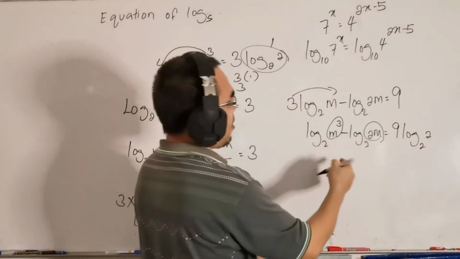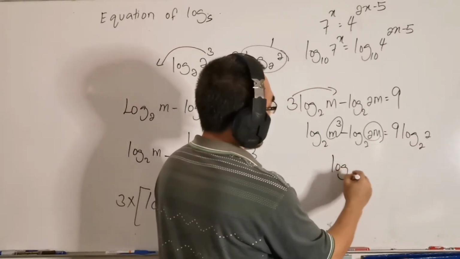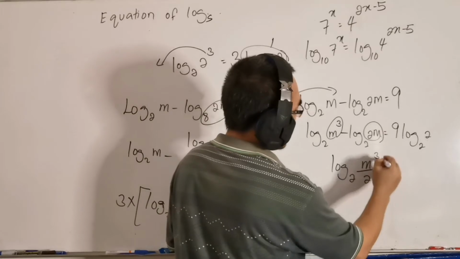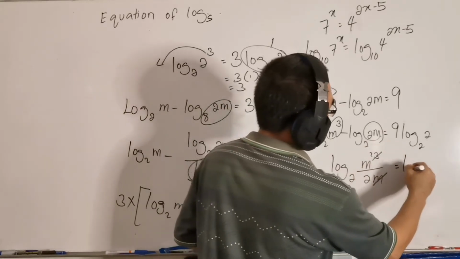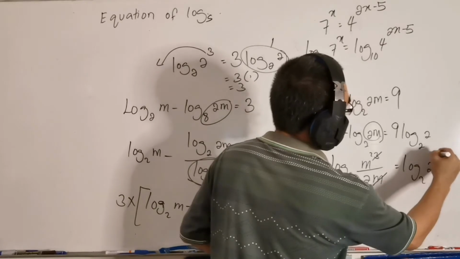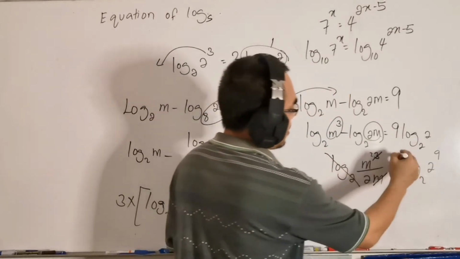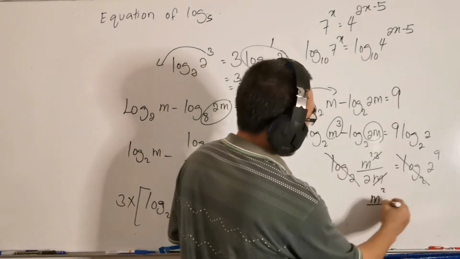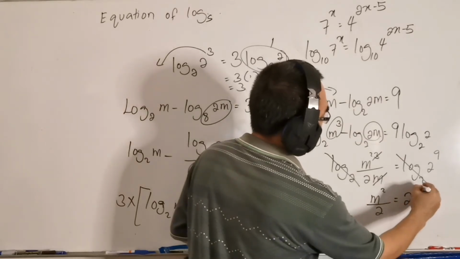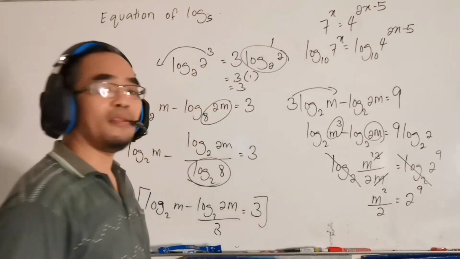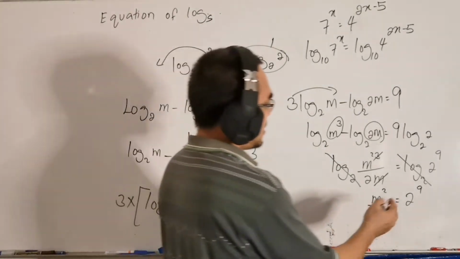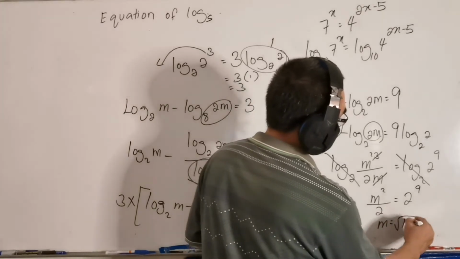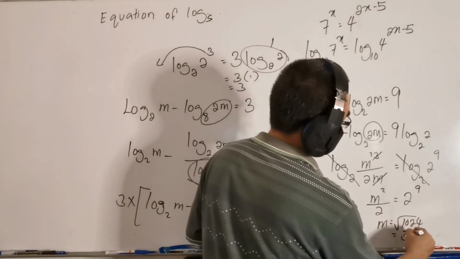If you simplify the left side, you have log 2 m to the power of 3 over 2m, where you can cut this also. You have here log 2 2 to the power of 9. So in this case, you cut log 2 with log 2. What is left is m squared over 2 equals 2 to the power of 9. After that, a similar step: that is 512 times 2. So m will be the square root of 1024, which is 32.